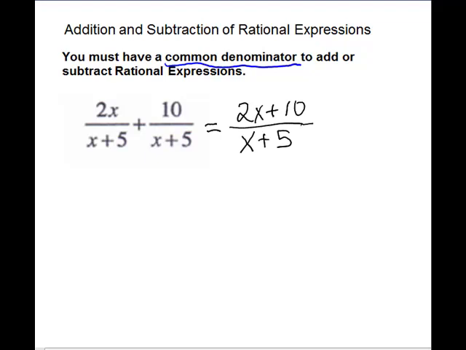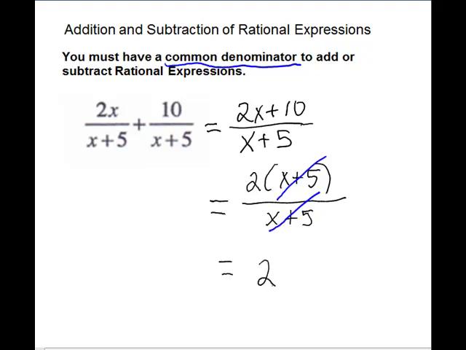Remember, to simplify or reduce these rational expressions, you have to see if they will factor. On the numerator, we can take out a GCF. We can take out a 2, and that leaves x plus 5. The denominator, there's nothing we can do. The exponent is 1. There's no GCF. But we did get a common factor. The x plus 5 will divide out, and it leaves us 2.